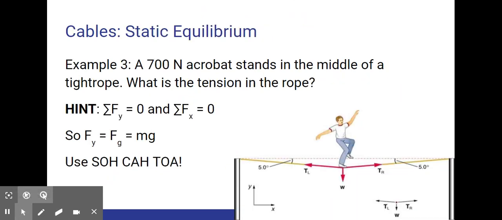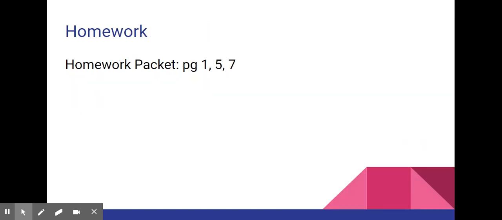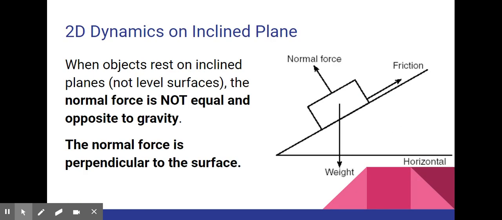Okay, again, we're going to skip the static equilibrium cable stuff, and the homework for that section is optional because we are kind of pressed for time, and that stuff isn't heavily represented on the AP exam, except in more of a conceptual way. So we're going to talk more about 2D dynamics on inclined planes.